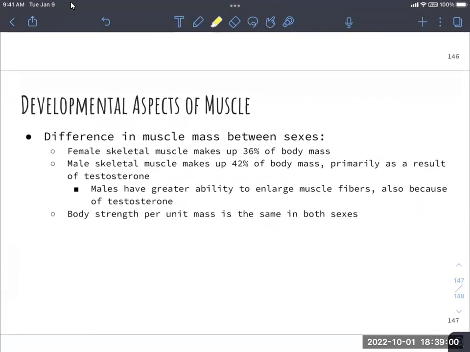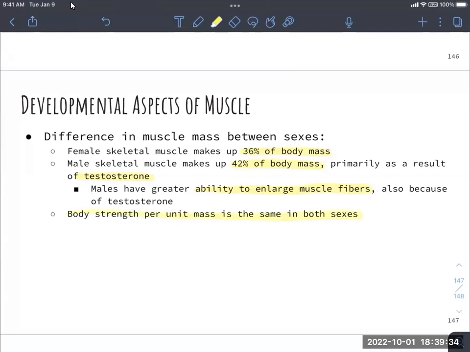Females' skeletal muscle is about 36% of their body mass, while in males it's up to 42%. And that's because of testosterone. Testosterone allows males' muscles to get bigger. So I said they have a large ability to enlarge their muscle fibers because of that testosterone. But body strength per unit mass is the same for men and women.